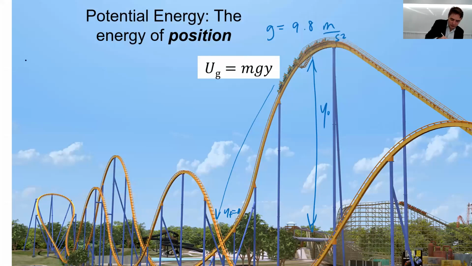And so let's actually check the units. You've got kilograms times meters per second squared times meters equals kilograms meters squared per second squared. So that's actually the same as it was for kinetic energy. So that's good. That's a units check.